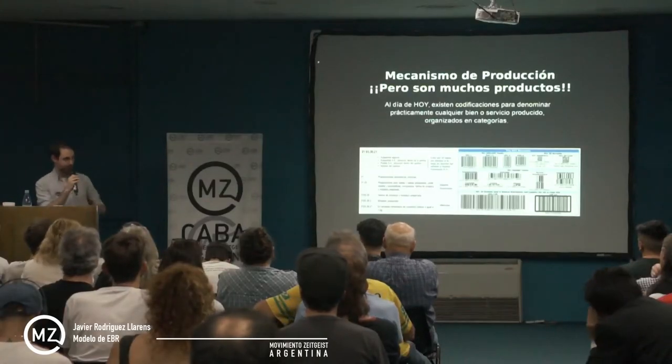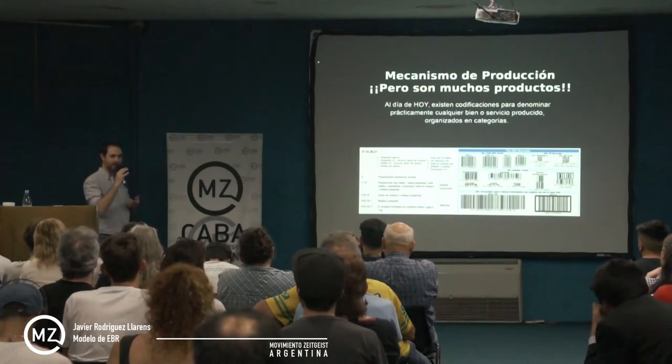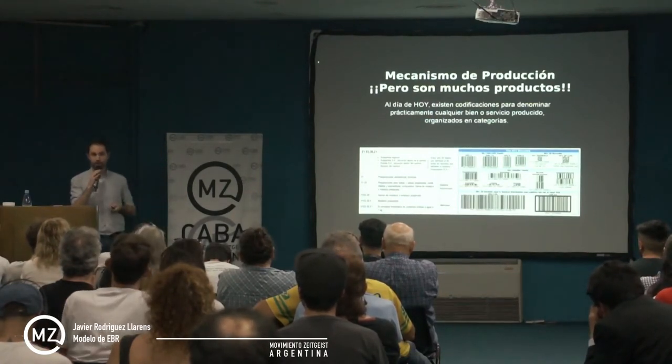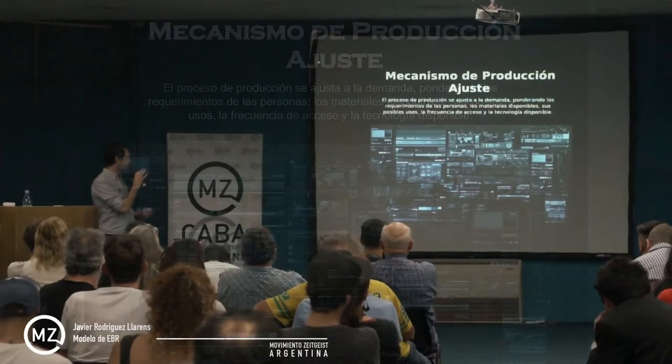So it's not difficult to identify which are the products, which is the one that one person asked for, and what are the components required to produce this good. There is no intrinsic problem in making that calculation. With the currently available technology, there is no calculation that cannot be solved. It's not an unsolvable problem. So the production mechanism is automatic.